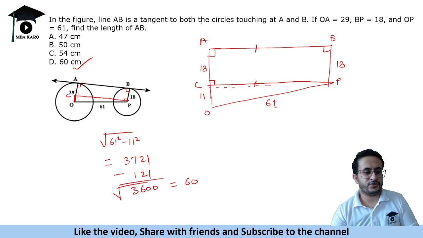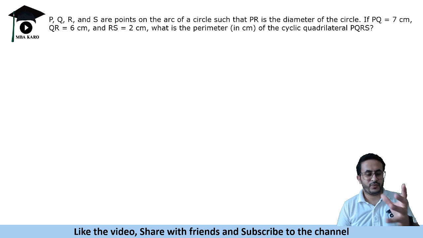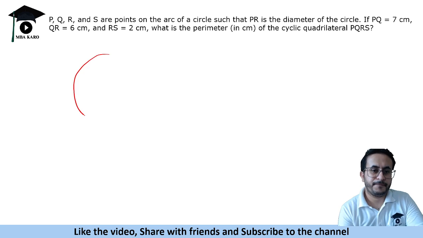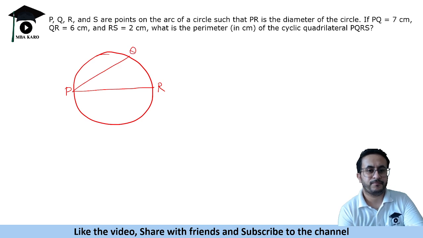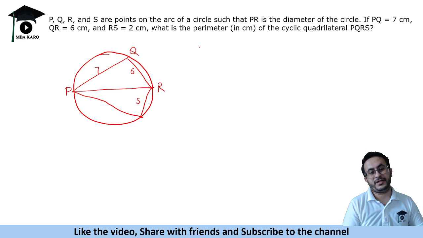So I hope you enjoyed solving these questions. Here's the next one. It's an easy one, and I guess you could solve this question without even looking at the solution. It says that P, Q, R, S are points on the arc of a circle, and PR is the diameter of the circle. PQ is 7 and QR is 6, and RS is 2. It's a very simple question. You need to find the perimeter of the cyclic quadrilateral PQRS.